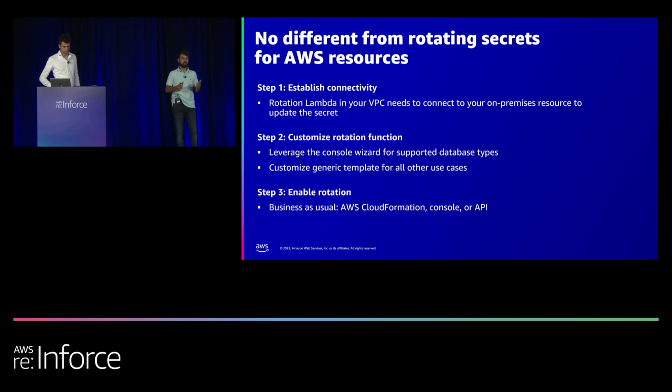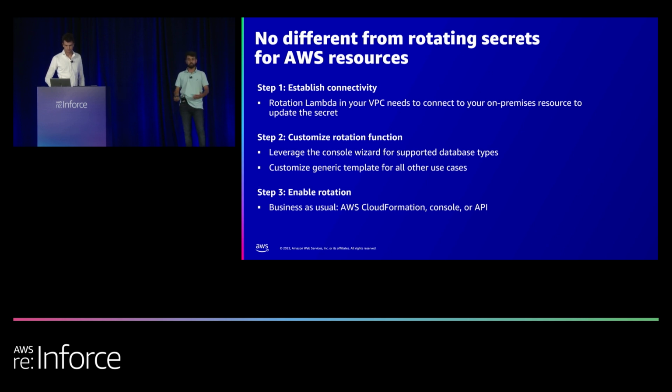And so remember how I said that the Lambda is able to connect to the resource when you're rotating a secret that is attached to an AWS resource. It's the same way with an on-premises resource. Your Lambda has to be able to connect to whatever it is that is on premises. So if it's a database that you're running on premises, then the networking needs to work, and Lambda needs to be able to connect and log into the database.